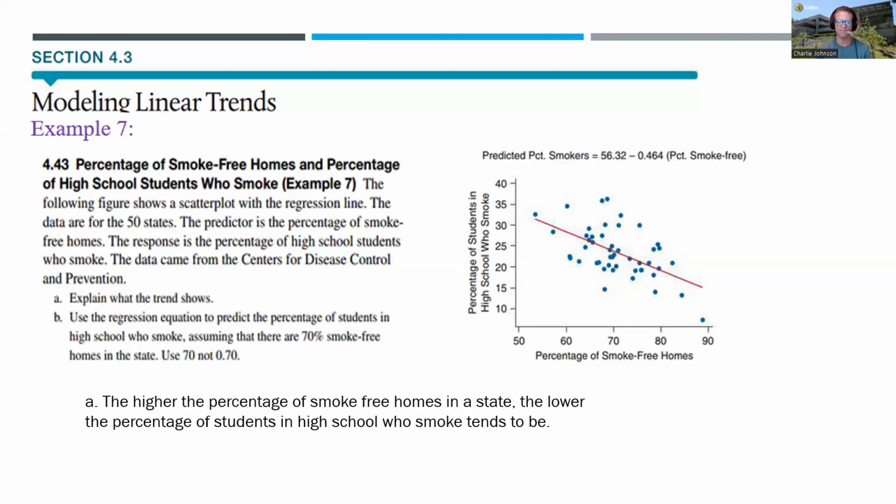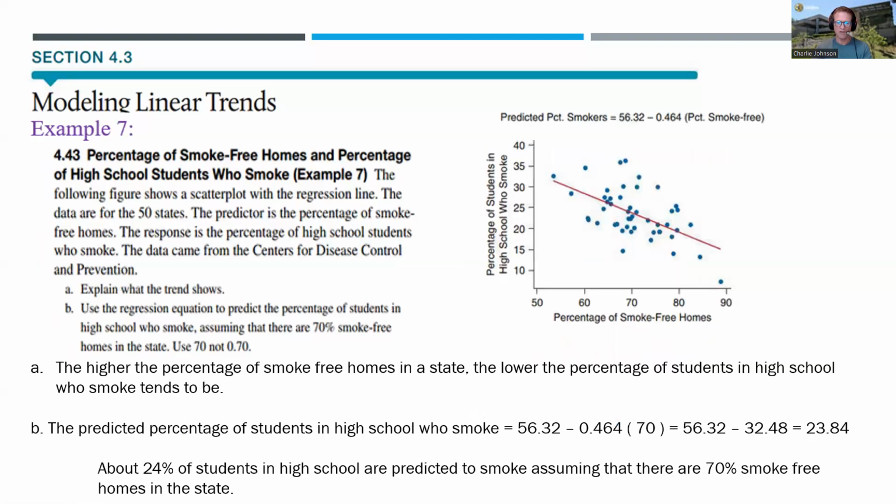the lower the percentage of students in high school who smoke tends to be. Part B, use the regression equation to predict the percentage of students in high school who smoke, assuming that there are 70% smoke-free homes in the state. Use 70 and not 0.7. So if we looked at the scatter plot and the regression equation, we could estimate it by going straight up from 70 to the red line and over to the left. We see that it's slightly less than 25%. But the equation is going to give us a more accurate predicted value.